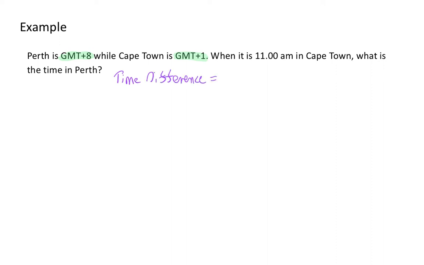The time difference is going to be the difference between plus 8 and plus 1. Because I've got two plus numbers, I can just subtract them to find the difference, which is going to be 7 hours. Applying the information in the question, because Perth has the larger time zone of plus 8, I know that Perth is going to be ahead of Cape Town. Being able to determine which city is ahead of the other is going to become important when we want to work out what time it is in the other city.